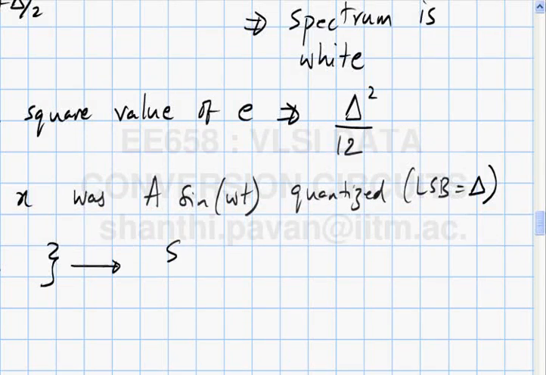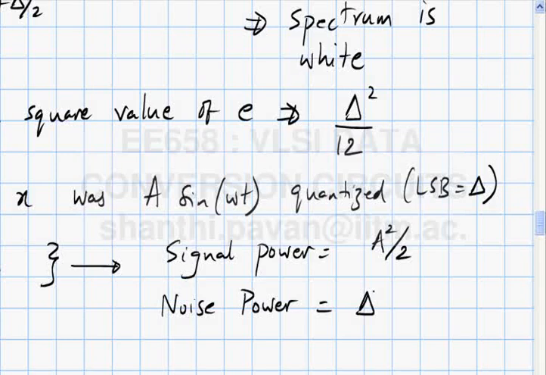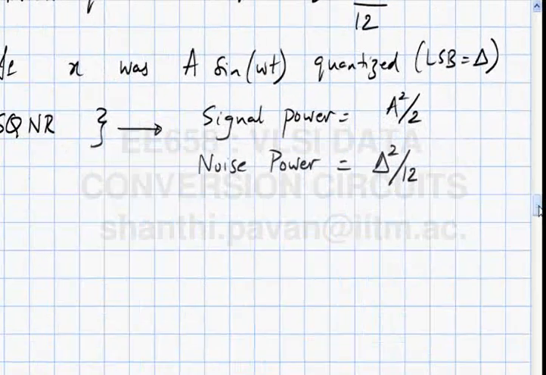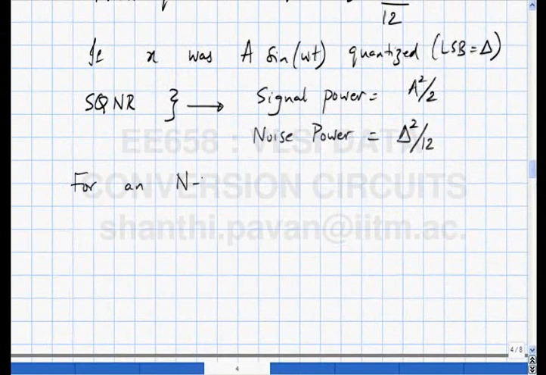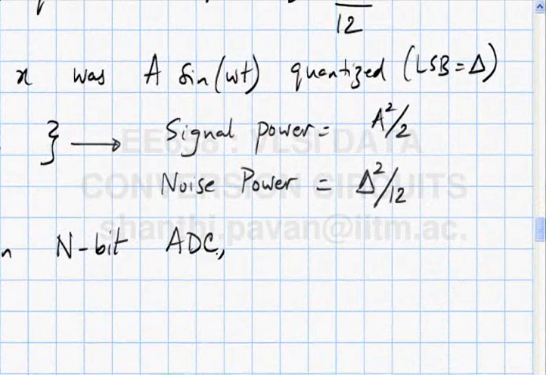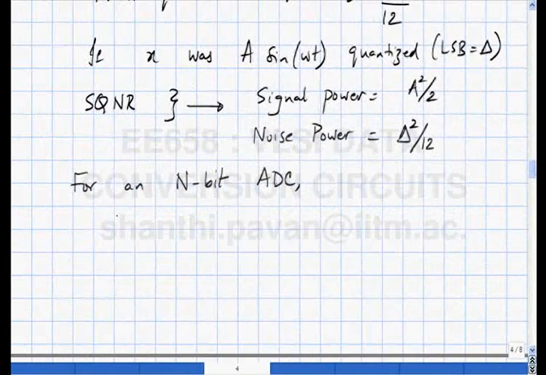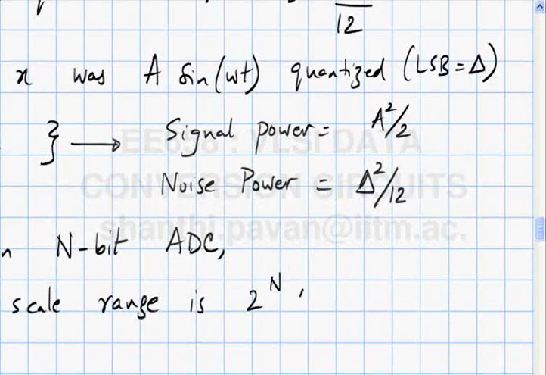The signal power is A squared by 2 for a sine wave. The noise power is delta squared by 12. For an n-bit analog to digital converter, how many LSBs are there? How many steps are there in an n-bit converter? The full scale range is 2 to the power n times delta, where delta is the LSB.